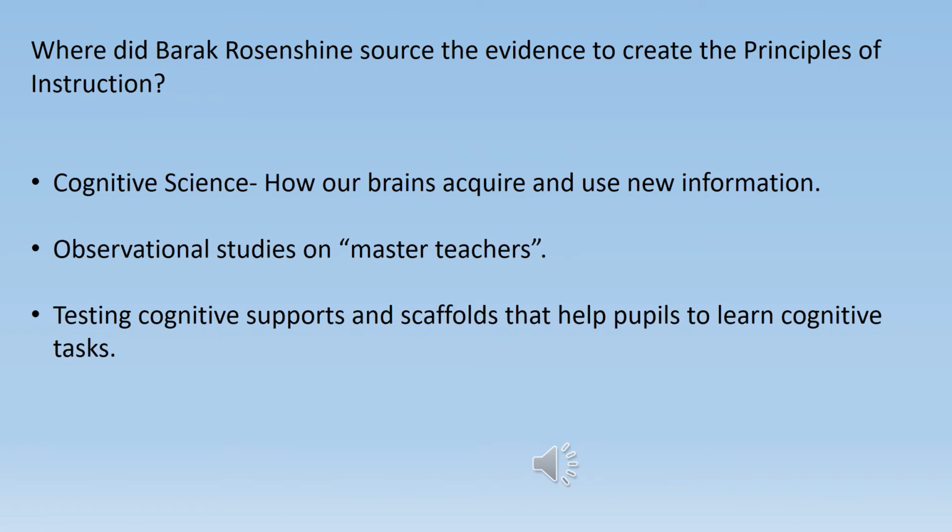So where did Baruch Rosenshine collate his evidence from? He has worked over the years with a close team researching how our brains use and acquire new knowledge and new information. Together with his team, they have observed master teachers. This term will be discussed and critiqued as we discover more about Rosenshine's principles. From these observations, he has tested the reliability and effectiveness of using scaffolding and other cognitive supports when learning a new cognitive activity or method.